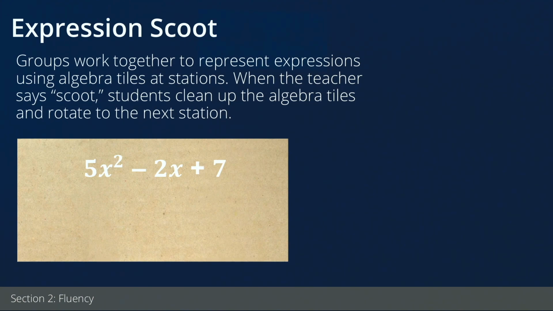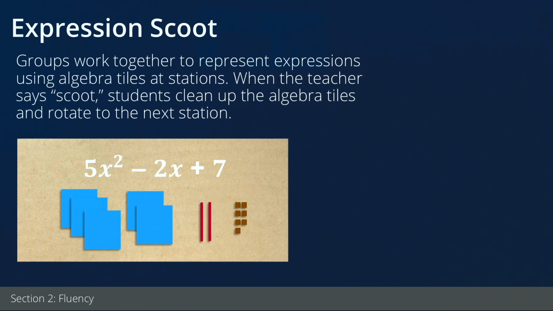Another way that students can practice fluency is with expression scoot. Students would work together to show expressions with their algebra tiles or algebra blocks, and then when the teacher says scoot, students clean up the algebra tiles and rotate to the next station. So this is a little bit more involved than one of the examples that we saw, but this is how I could show 5x squared minus 2x plus 7 with the algebra tiles.